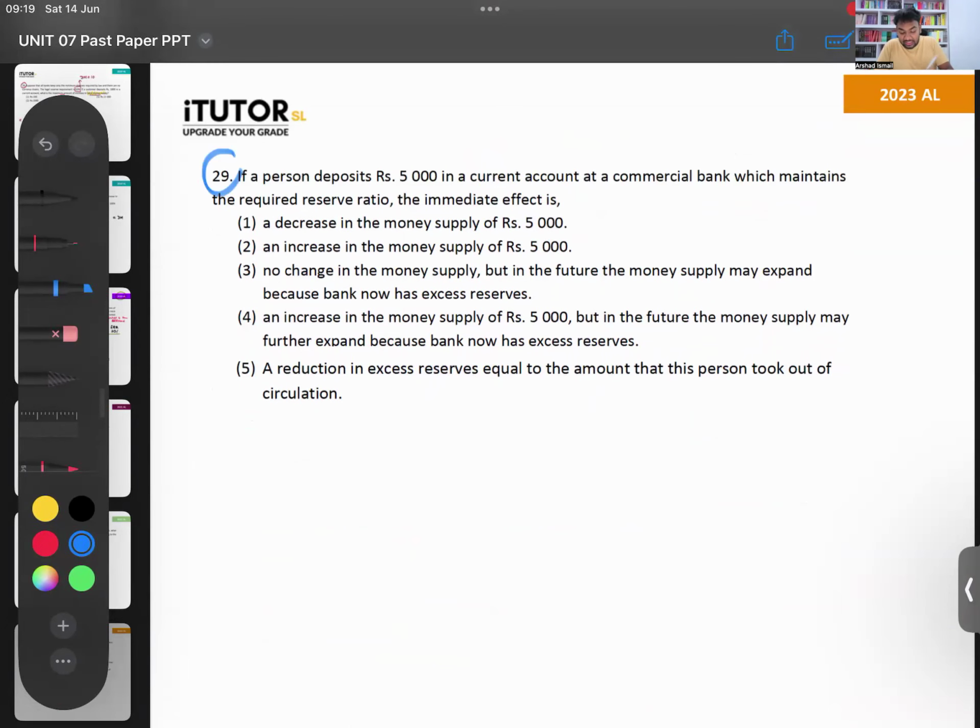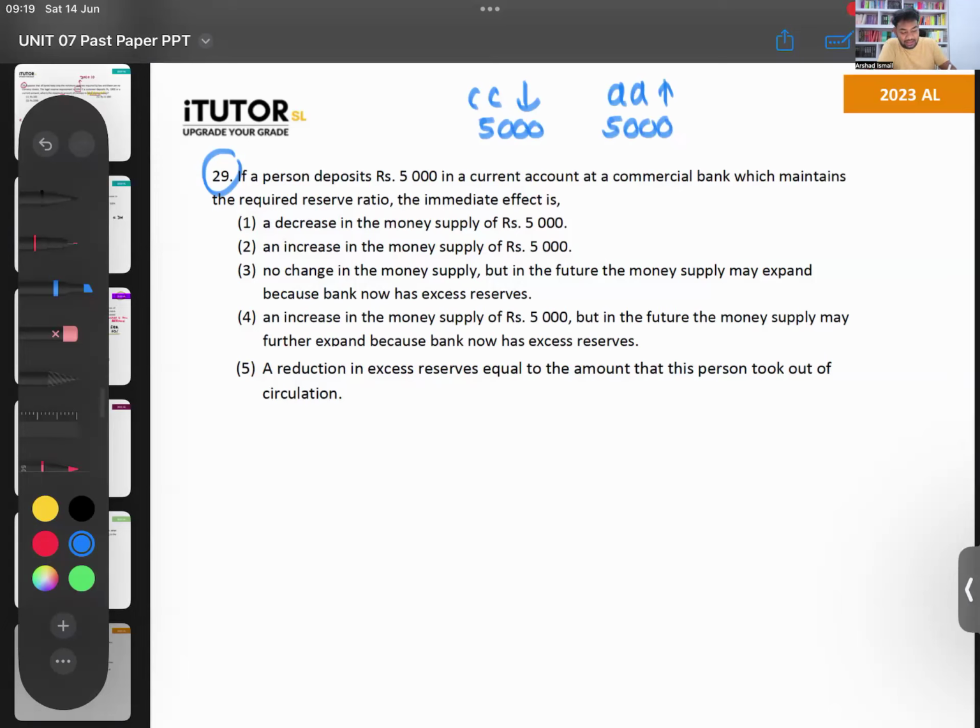They say, if a person deposits 5,000 in a current account at the commercial bank, which maintains the required reserve ratio, what is the immediate effect? Immediate effect can be the direct impact. What's the direct impact? A decrease in money supply? Will there be a decrease in money supply? Immediate effect: if the customer deposits, currency held by public will fall by 5,000. Demand deposits of the bank will increase by 5,000.